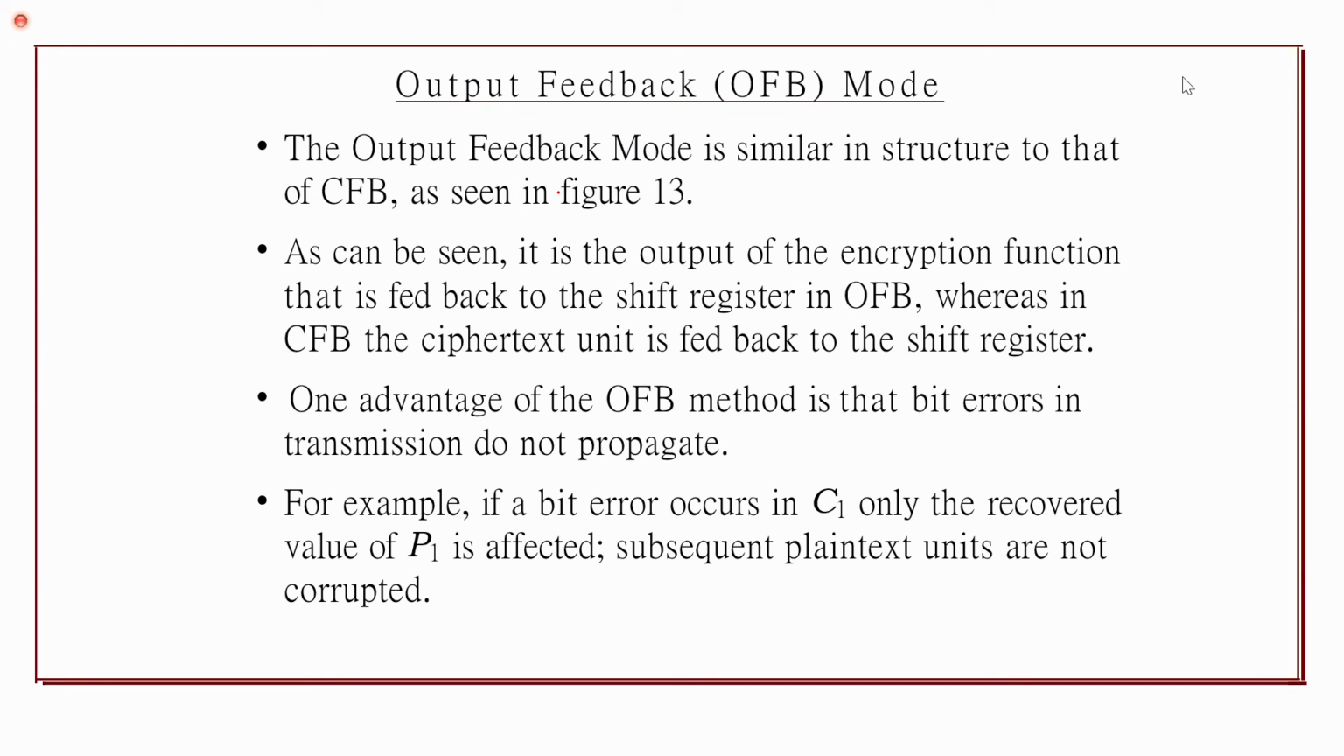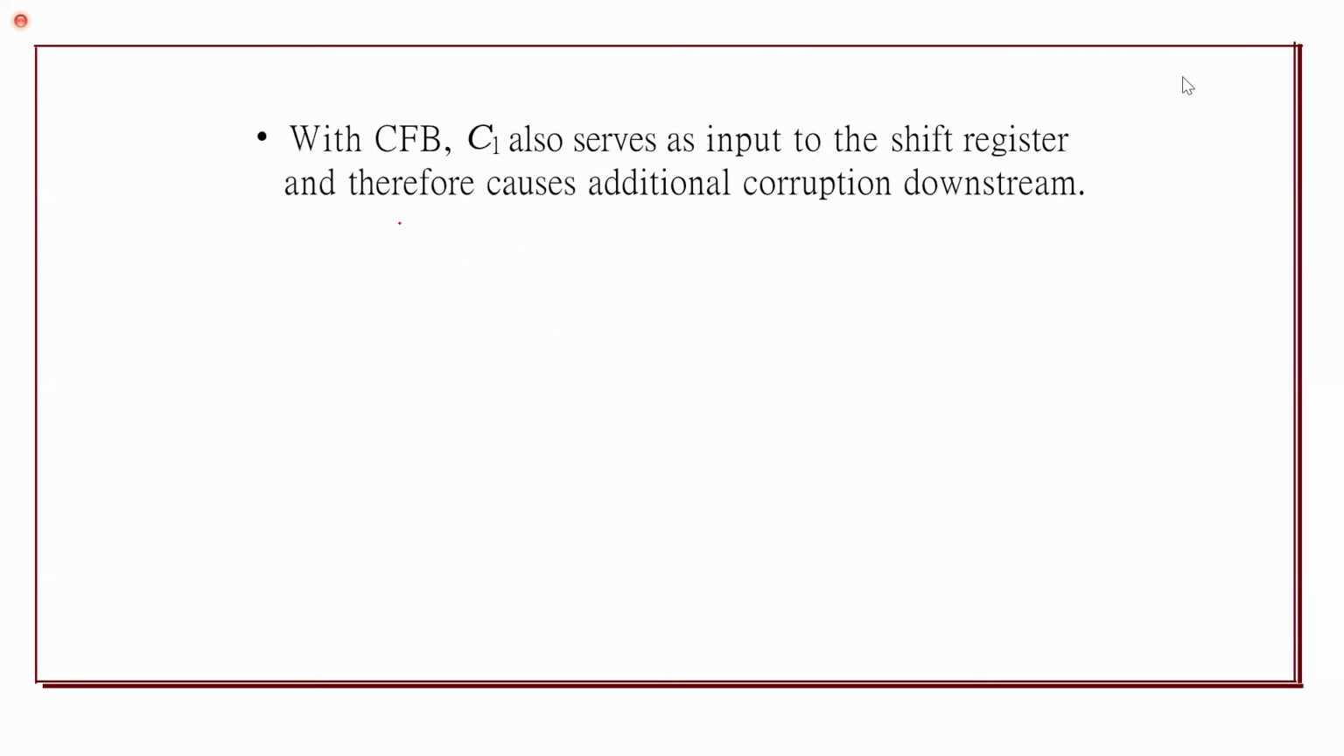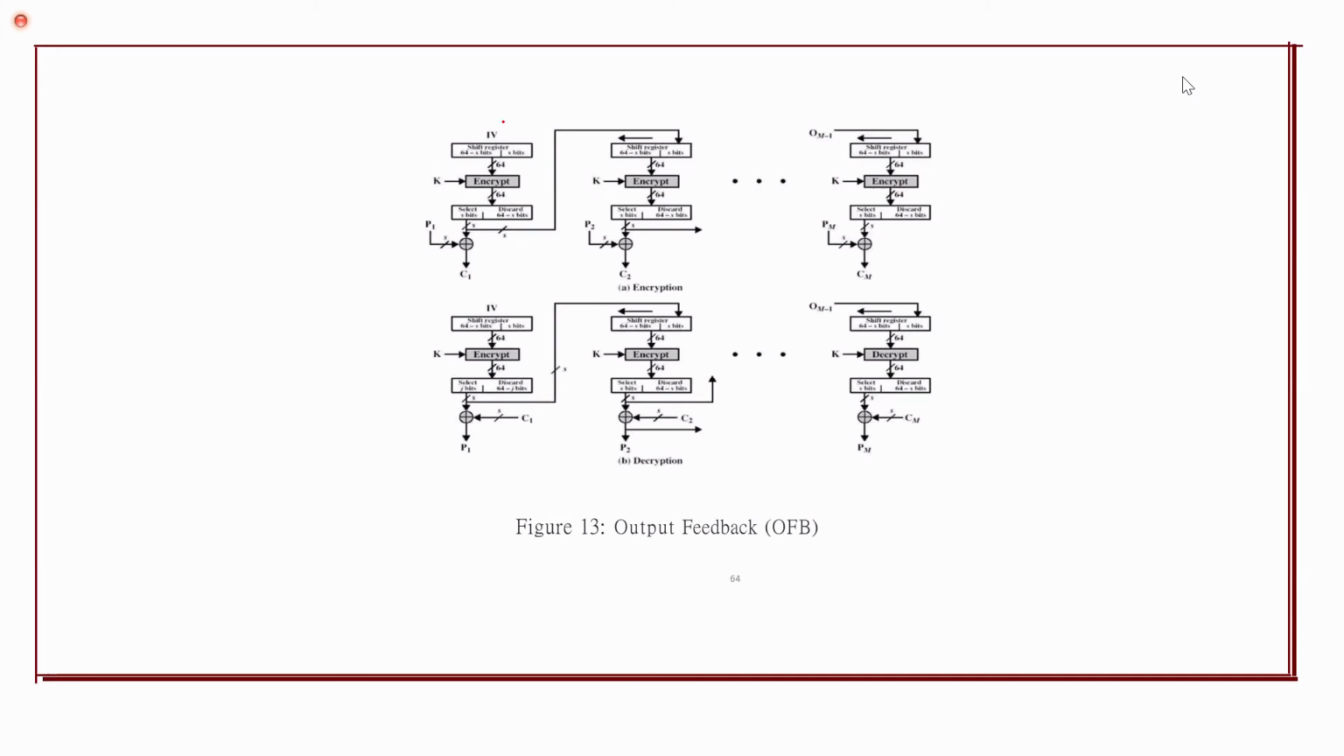And coming to the next technique, that is output feedback mode. So the structure is similar to the cipher feedback mode. So here also it uses the initialization vector, and it uses a random value. It will select a random value S, and it is going to subtract S from the 64 bits, because the size of the initialization vector is 64 bits.